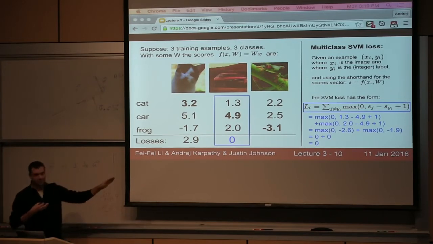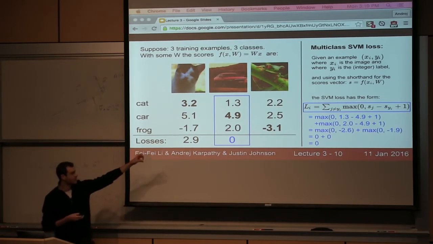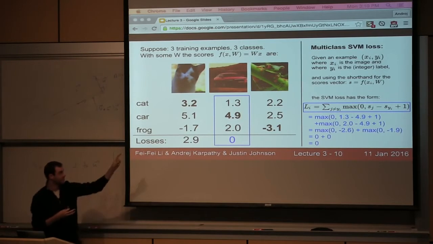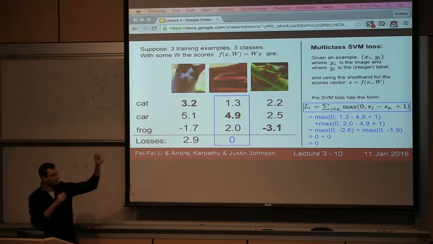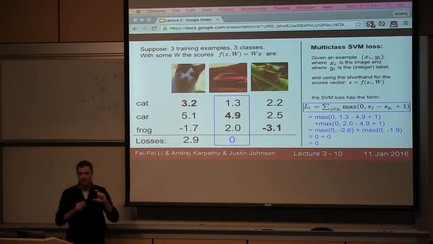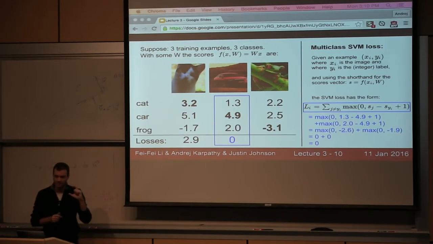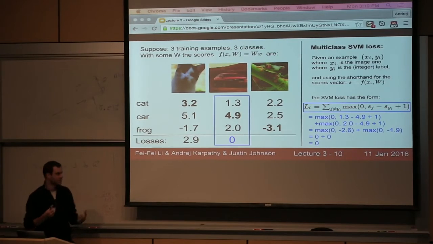And the loss of 0 intuitively is because it is true that the car score here is higher than all the other scores for that image by at least 1, right? That's why we got 0 loss. So the constraint was satisfied, and so we get 0 loss.